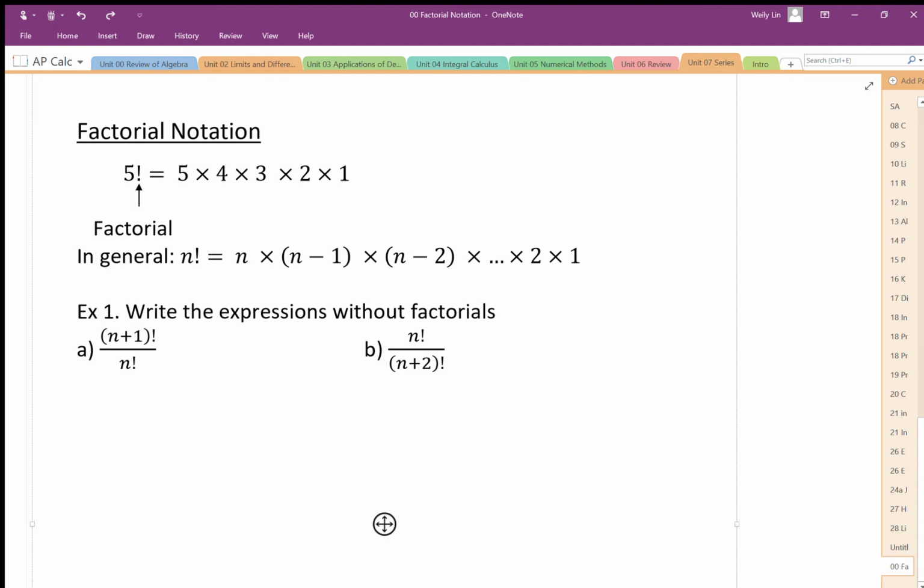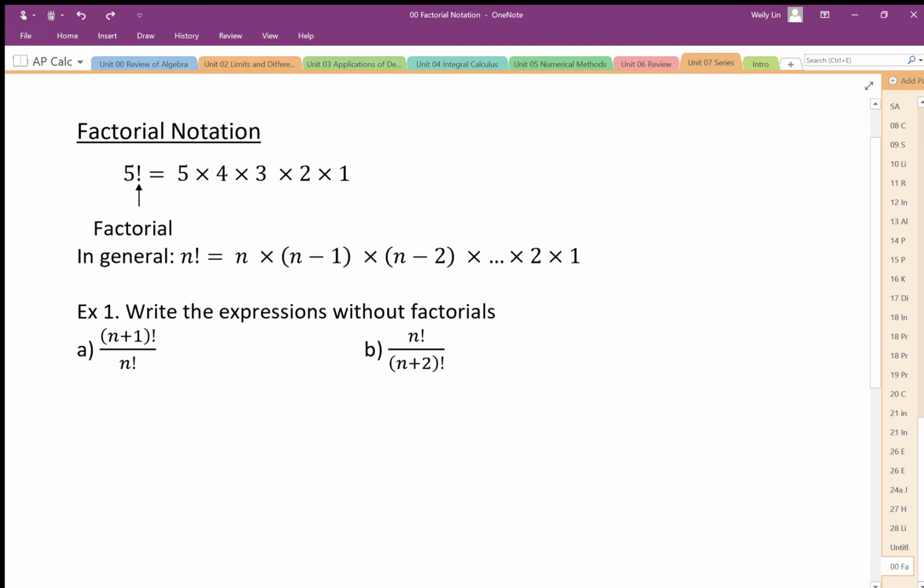This is just a quick introduction to factorial notation. Essentially, factorial notation is that exclamation mark there, and that just means that if we see 5 exclamation mark, or 5 factorial, it means to multiply all the factors from 5 all the way down to 1. So in general, n factorial means we start at the number n, multiply it by the next smallest number, the next number, all the way down to 1.